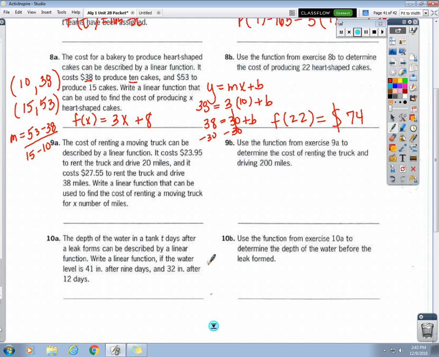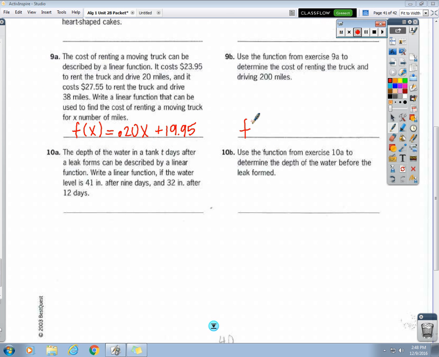It's like making... For 200 miles would be how much money? $59.95. Okay, try that one this weekend.